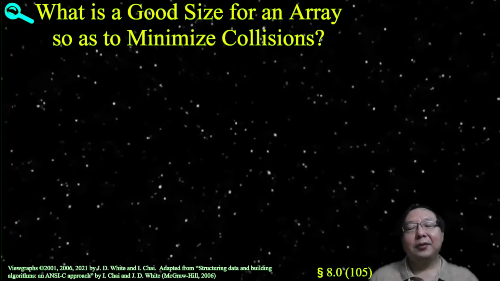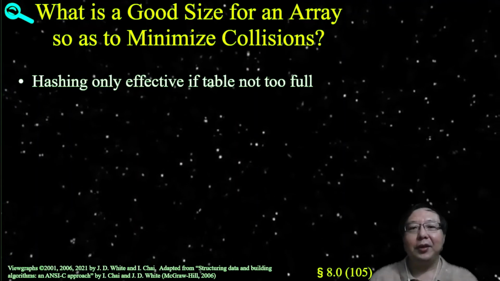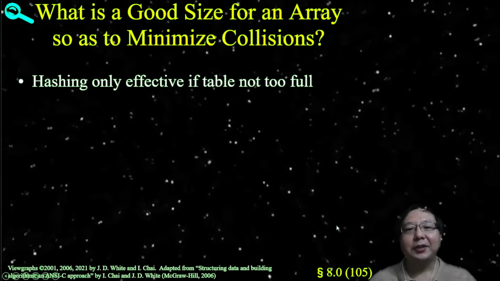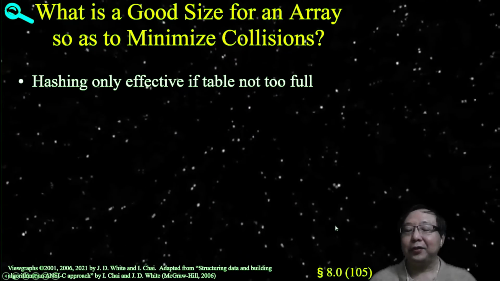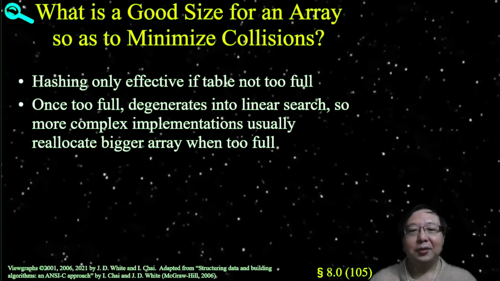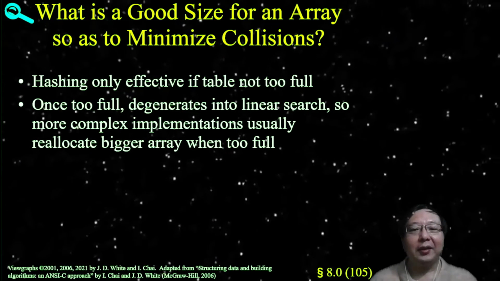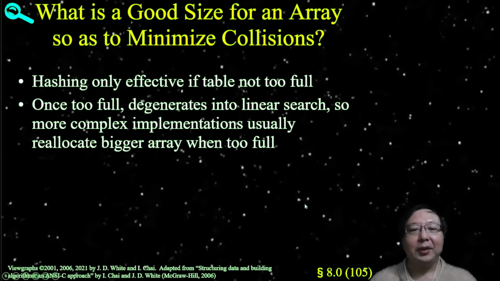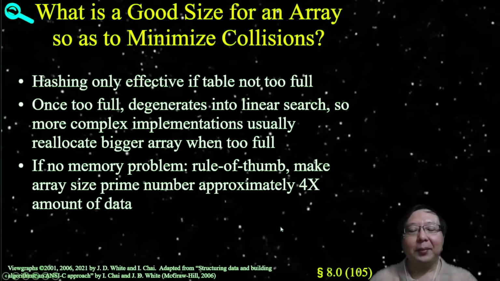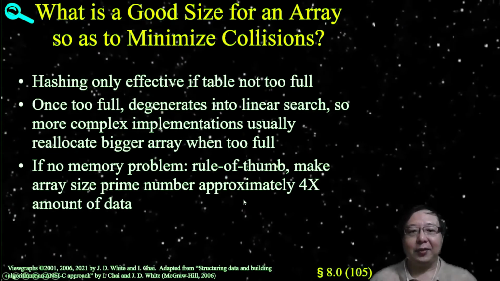Okay, well, collisions will slow you down, so we want to minimize collisions. So a good size for an array to minimize collision has to be found, because hashing is only effective if the table is not too full. If it's too full, then you get lots of collisions, and it degenerates into a linear search. So more complex implementations usually just reallocate into a bigger array when it's too full. But if you don't have a memory problem, then the rule of thumb is to make the array size a prime number approximately 4 times the amount of data you expect.